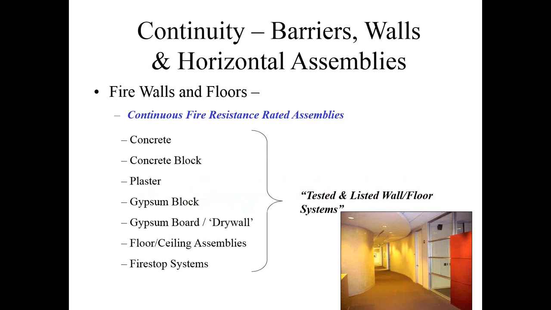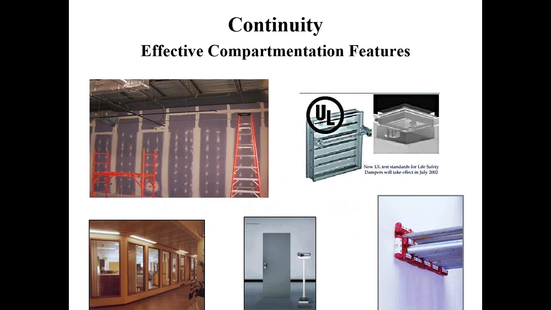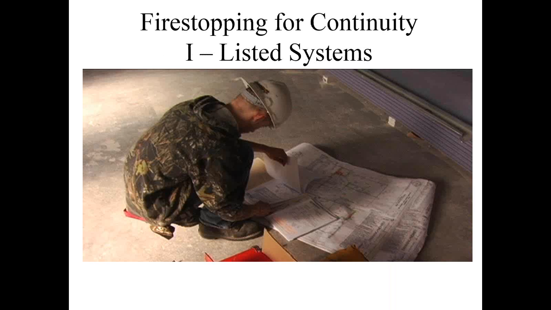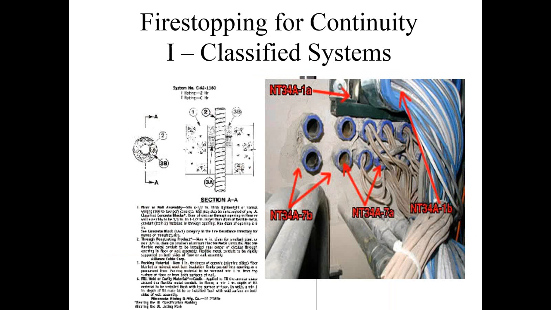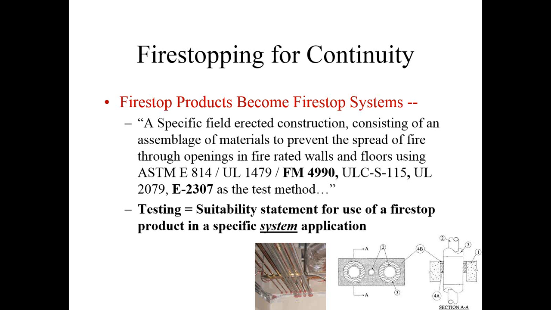Fire resistance rated constructions are made of all kinds of different things. All of the different pieces of compartmentation, the dampers, the doors, the glazing, make for a continuous fire-rated system. Tested and listed systems are what we're all about. We match the tested and listed system on the left to the openings on the right to make sure we've got tested and listed systems that make things work.